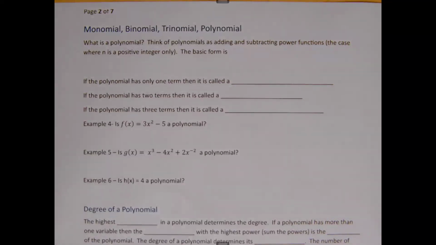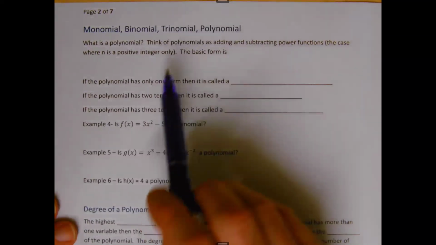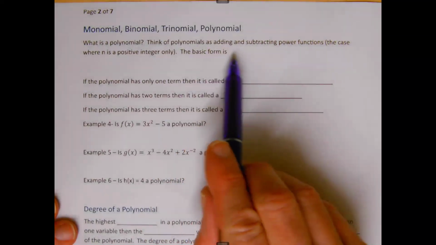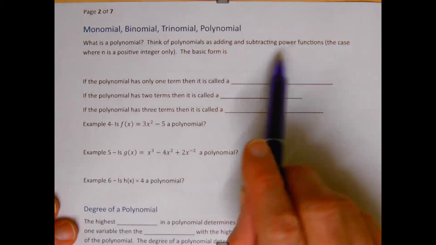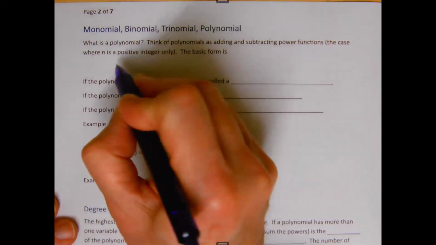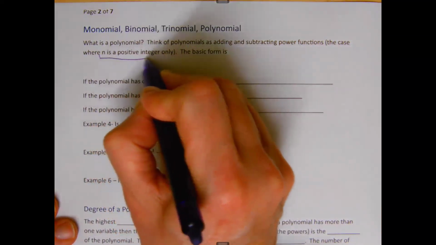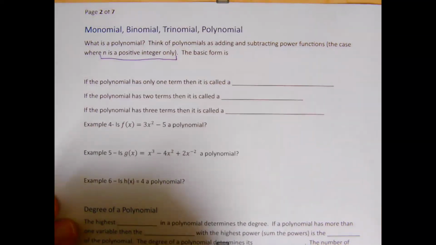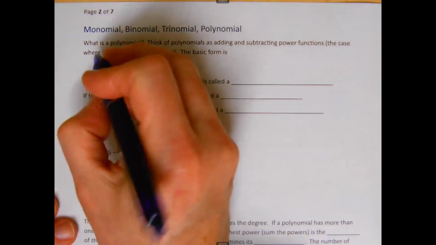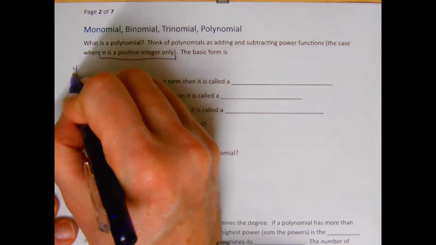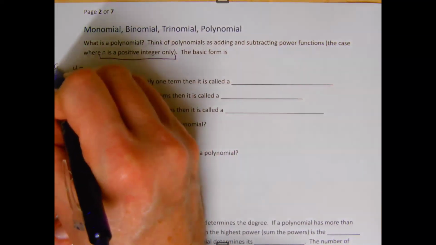Let's look at monomial, binomial, trinomial, polynomial. So what is a polynomial? Think of polynomials as adding and subtracting power functions. The case where n is a positive integer only, so we're going to have to limit it to a positive integer only. And the basic form is this. So I have y, or f of x if you like.